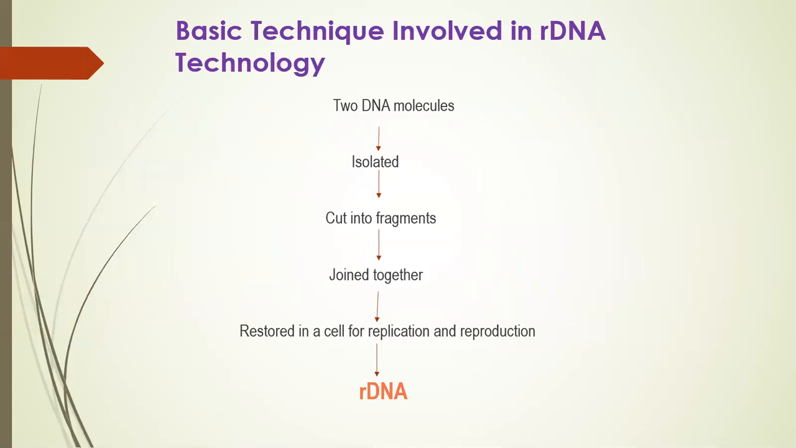The basic technique involved in recombinant DNA technology is shown with the help of this flow diagram. The basic principle is very simple. In this technique, two DNA molecules are isolated, then they are cut into fragments with the help of specific enzymes. Then these DNA fragments from two different DNA molecules are joined together in a desired combination and restored in a cell for replication and reproduction. Thus, this new DNA with a new combination is known as recombinant DNA, that is rDNA.